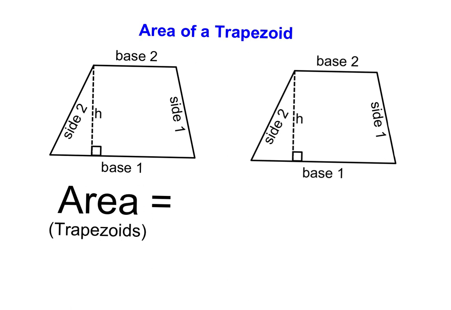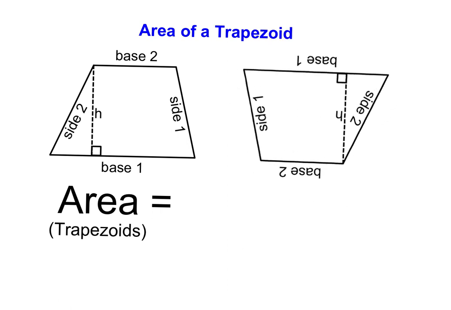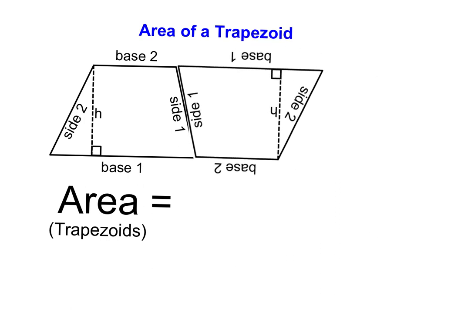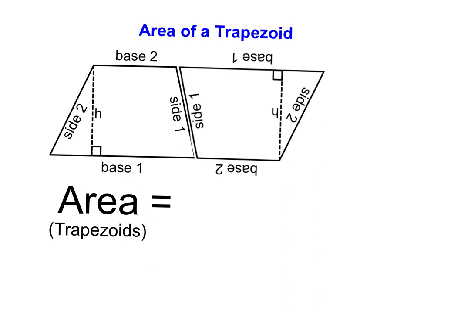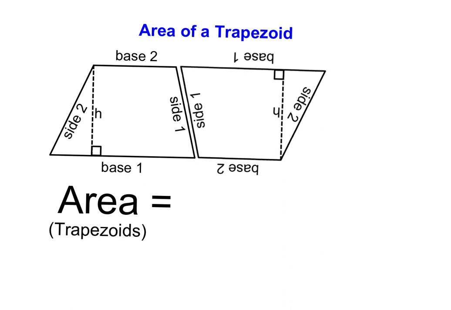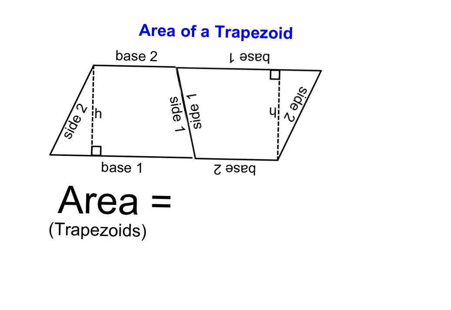Now, we're going to use two trapezoids to derive the equation for the area of a trapezoid. Here, you'll notice I flipped that trapezoid around. What's really cool about trapezoids is that they form a parallelogram when you put two identical trapezoids together. If you look very carefully, you're going to see a parallelogram. And we know the area of a parallelogram is calculated by taking the base of that parallelogram times the height.